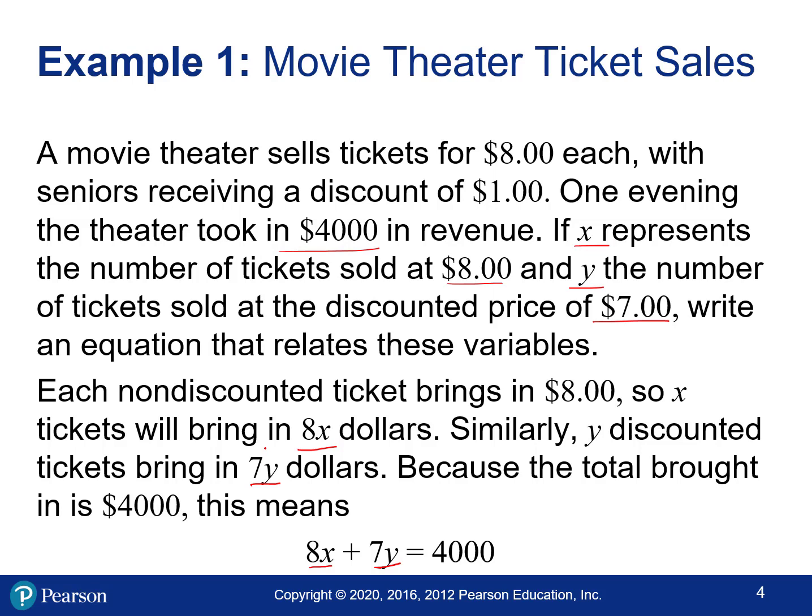So this is just a quick example for how we can write an equation from a situation like this. Now, if we had some more information, maybe about how many tickets were sold total, we can write two equations, and that would be a system of equations. So this is just an example for how we could get one equation.